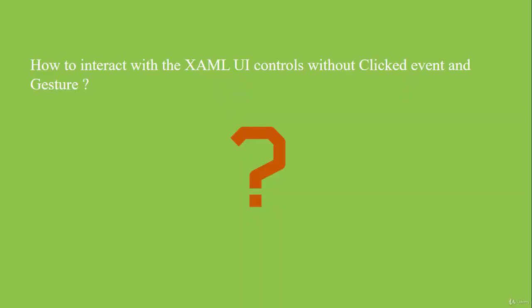But now the question is, if we don't use the button clicked event, then how is it possible to interact with the button or other UI controls like gesture, menu item, search bar, list view, etc.? Well, in MVVM, we have a better approach to solve that kind of problem. And in order to solve this problem, we will use commands. So let's understand the commands.